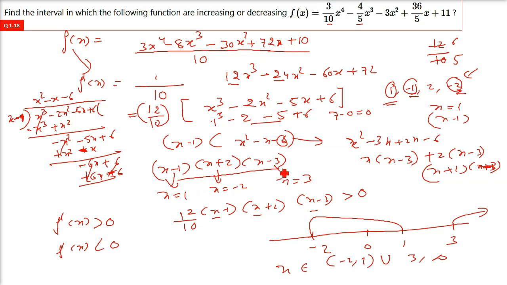How about f dash x less than 0? Same thing with less than 0. I'm not writing it again. I'm just saying that you have to write it with less than 0. So you have the solution as anything which is lower than negative 2, that is negative infinity to negative 2, and between 1 and 3.